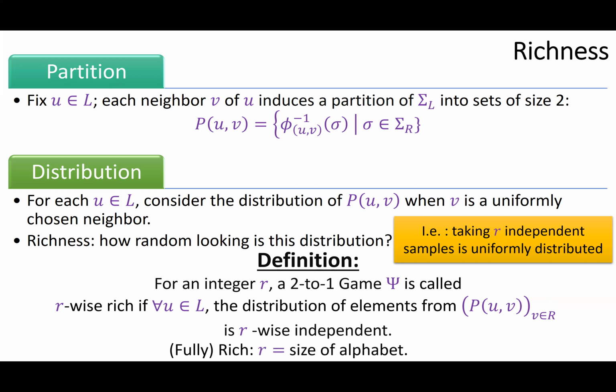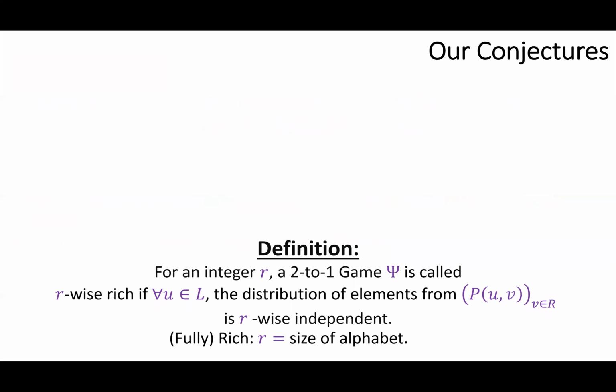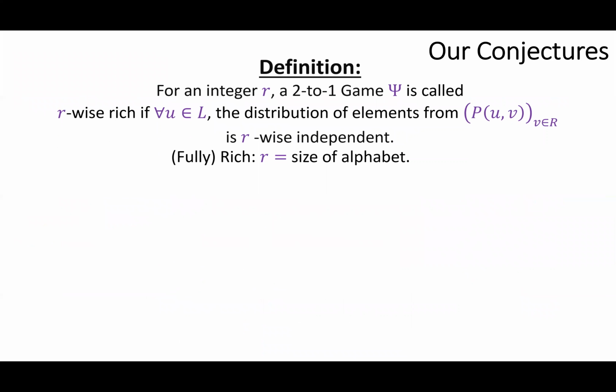And in case R is the maximum that it can be, in case R is the size of the alphabet of the right side, we say that the game is fully rich. And often we'll just omit the fully and just say that it is rich. Good, so this is the main definition that we'll care about.